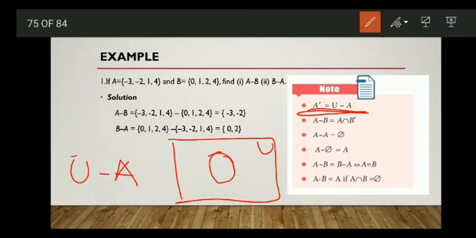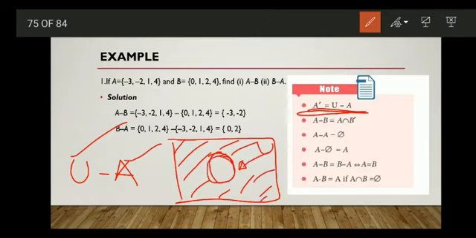So elements only in U and not in A. Right. So we have to shade the portions of U except A. This is A. So what is this diagram? This Venn diagram is a Venn diagram of A complement, right? A complement means elements other than elements of A. So U difference A and A complement will be equal. So A complement is equal to U difference A.